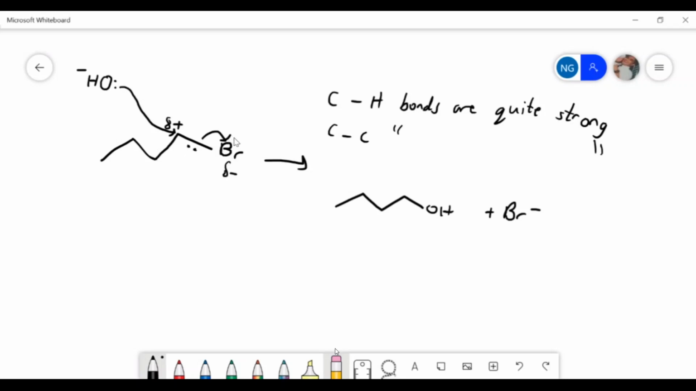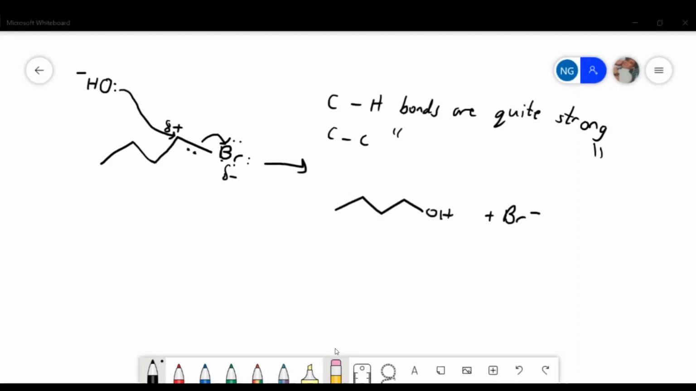Now Br originally, if you draw the electrons around Br, there's going to be 6 electrons here. Yeah? Any questions?